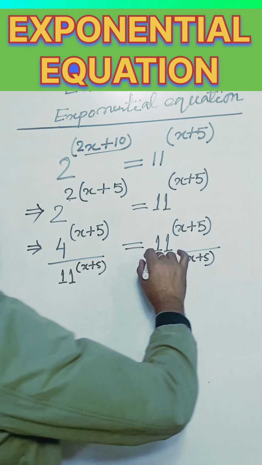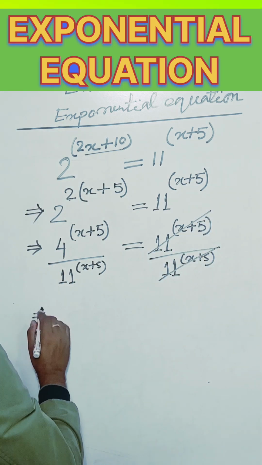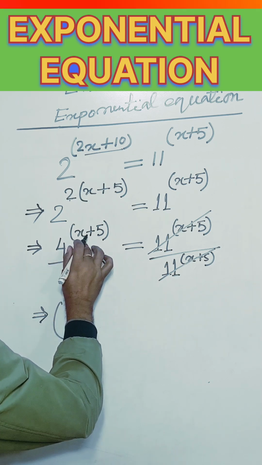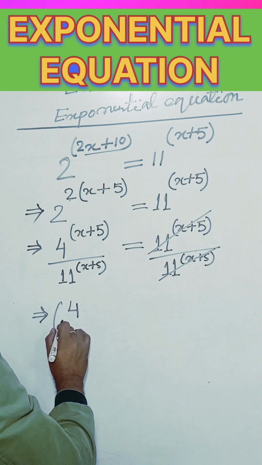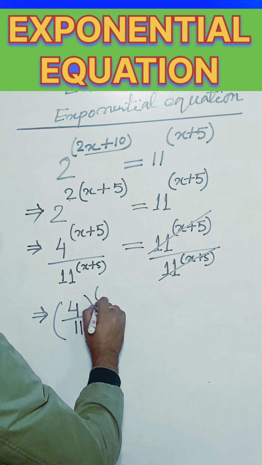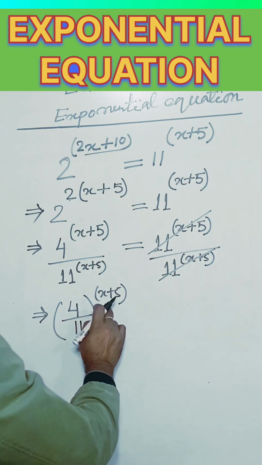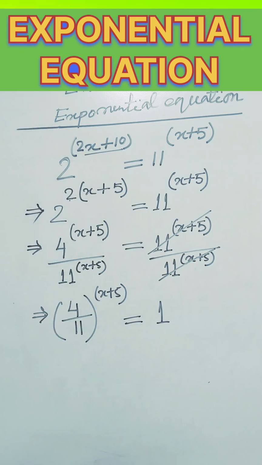Why am I dividing? In order to make it 1. So this will cancel with each other. So I can write now, if it is like that, here the power is x plus 5, here also the power is x plus 5. So we can write in this way by the laws of exponents: 4 over 11 whole to the power x plus 5. Here it will give you 1.